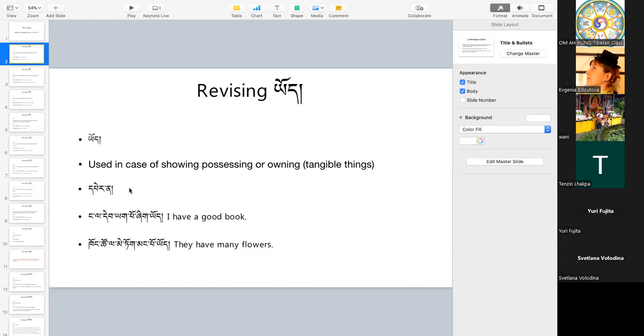But in the second case, we're just confirming an observation. We have confirmed an observation. What did we observe? We observed that they had many flowers. So it's a confirmation.